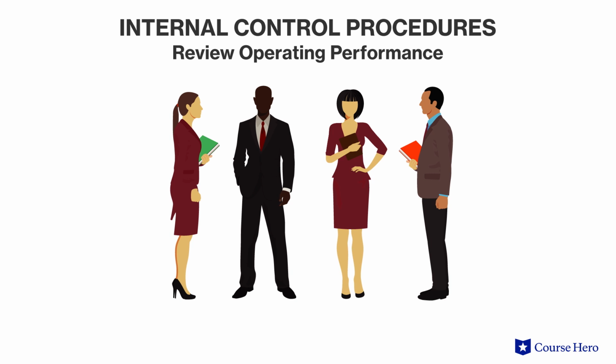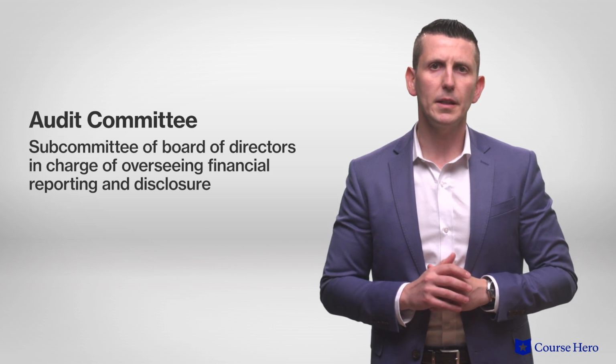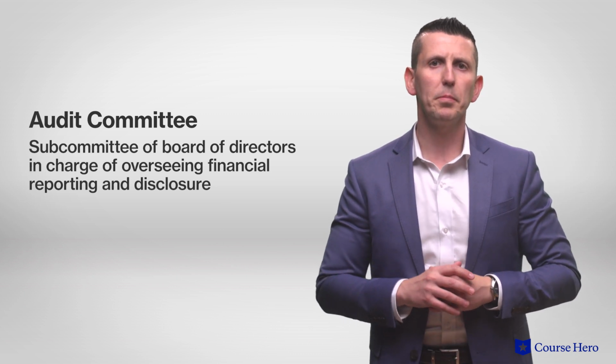Procedure number 6, review operating performance. The final step involves a review or check on the previous steps. Are the internal controls working as intended? And if they're not, who should investigate and make changes? These reviews are conducted by an internal audit team which reports to the company's audit committee. The audit committee is a subcommittee of the board of directors that is in charge of overseeing financial reporting and disclosure. The audit team periodically reviews the efficiency and effectiveness of operations and controls and recommends corrective action.